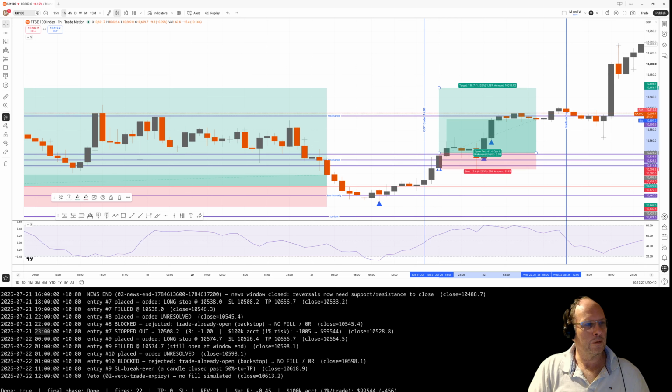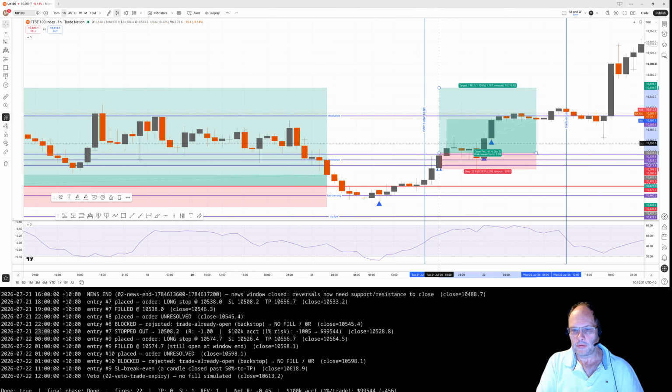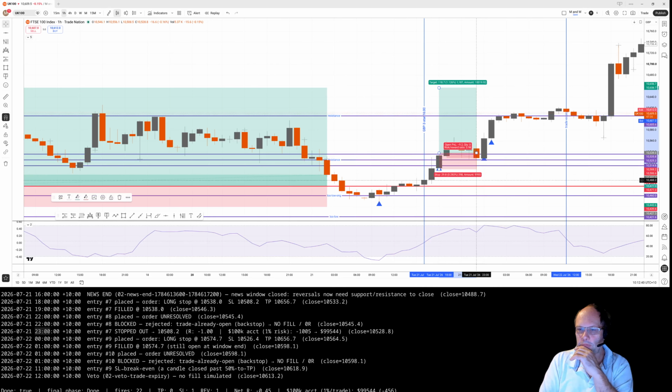On the 21st. This is the 21st, 6 p.m., and then where's 11 p.m.? Oh, it must be that candle there. Sad. Needed a little bit more buffer. Okay. Why didn't it enter here?